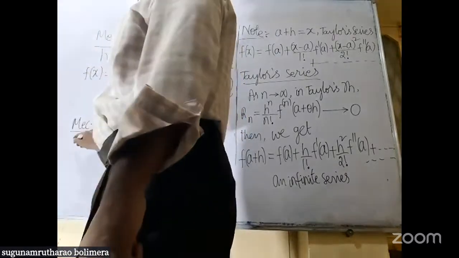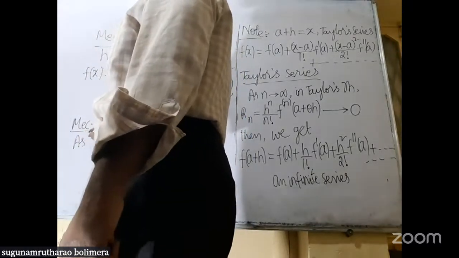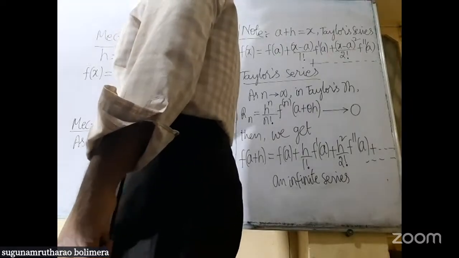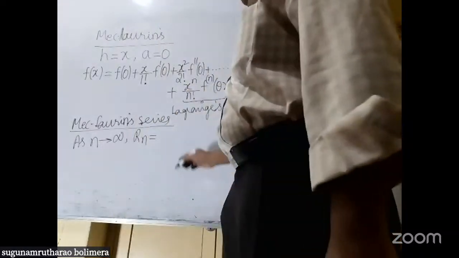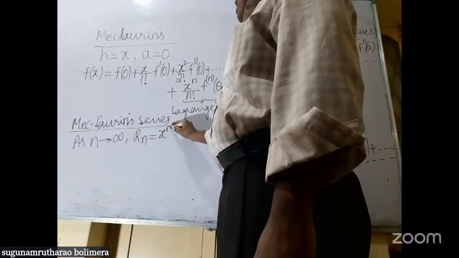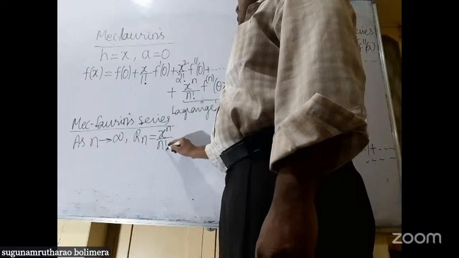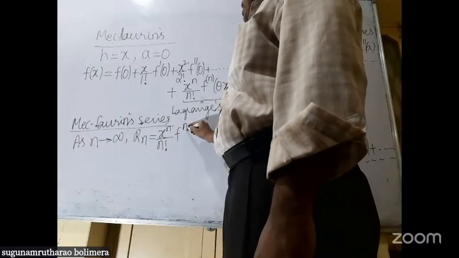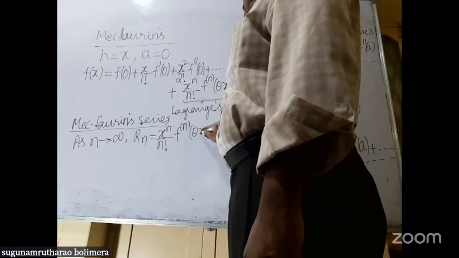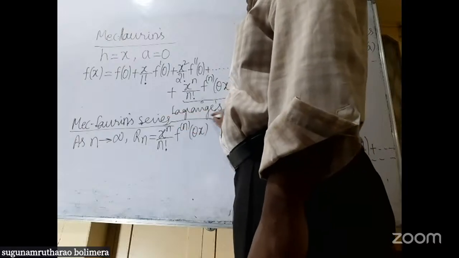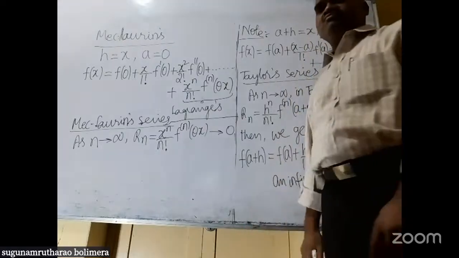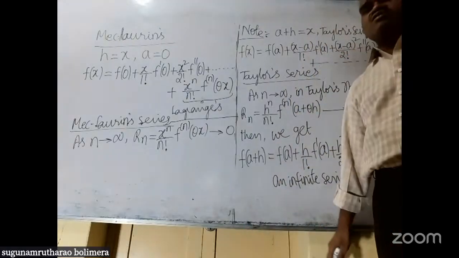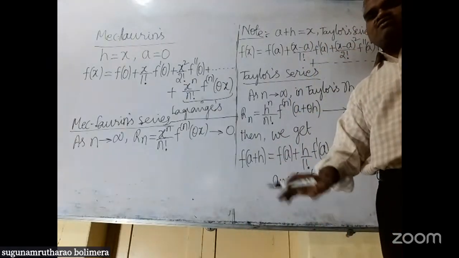In the above Maclaurin's theorem, as n tends to infinity, the remainder Rn equals x power n by n factorial times the derivative of f at theta x, which tends to 0, not equal to 0. Some of you have written equal to 0. Should not write equal to 0.